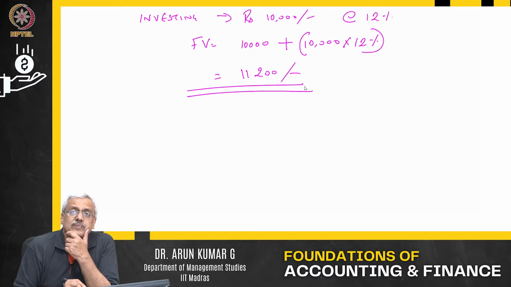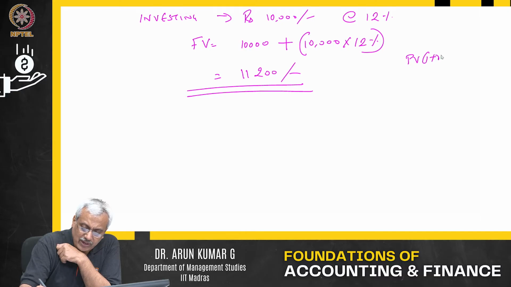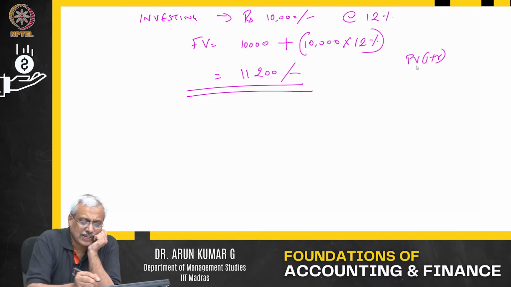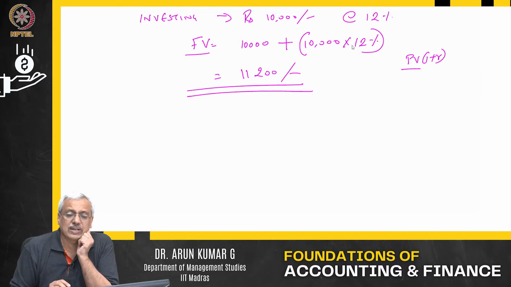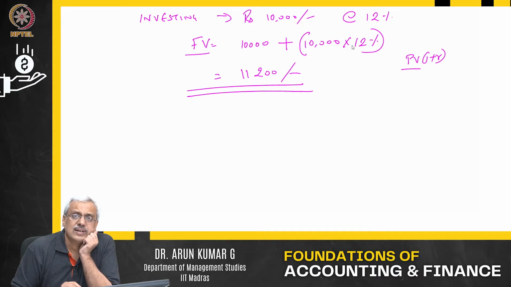If I have to mention it in the form of a formula, it will be present value into 1 plus R. PV is present value, like FV is future value, and R is the rate of interest. That is all I can present in the form of a formula. Very simple, standard case. But I can make the case a little more complicated.